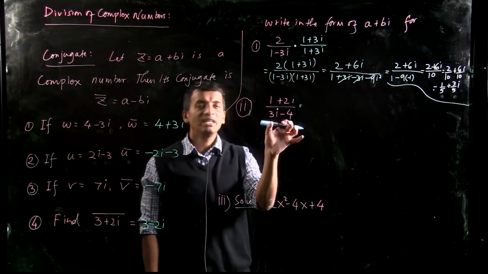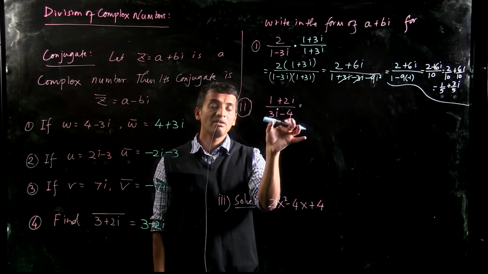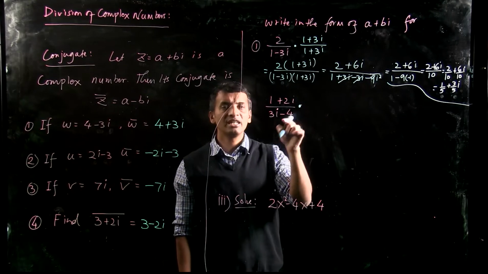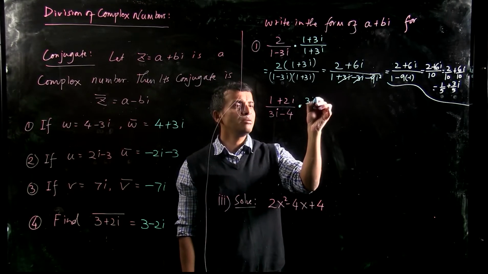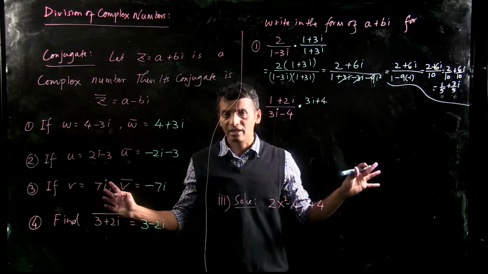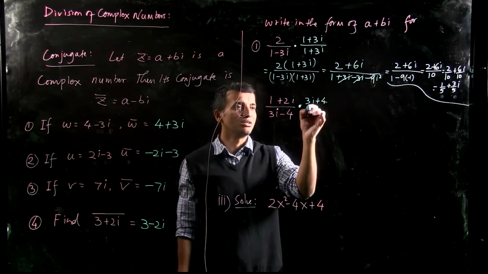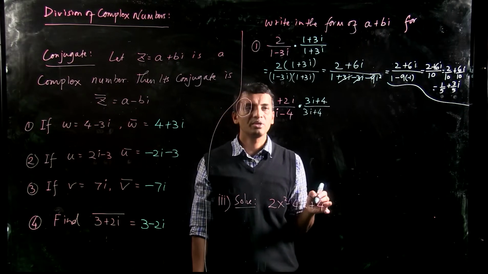So again, you want to write the denominator without i. You want to get rid of i from the denominator. So what you do is multiply and divide by the conjugate of the bottom part, that is 3i plus 4. Don't worry about the numerator, it can be anything, but only multiply and divide by the conjugate of the denominator. Do 3i plus 4.